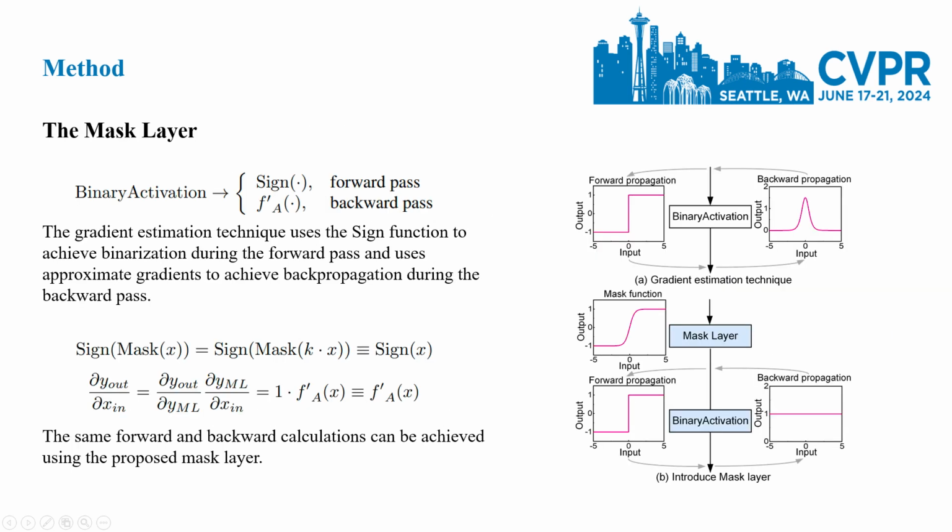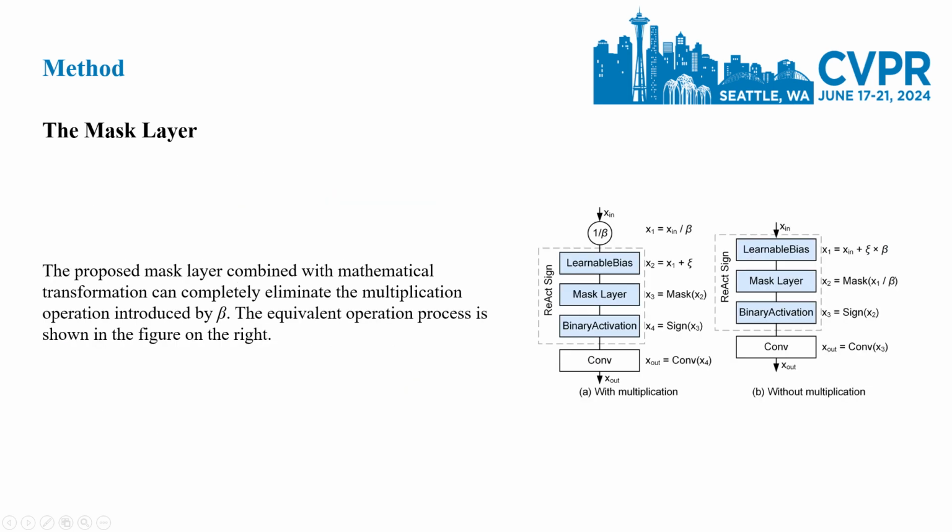Gradient estimation techniques are used in binary networks to solve the non-differentiable problem. The gradient estimation technique uses the sine function to achieve binarization during the forward pass, and uses approximate gradients to achieve backpropagation during the backward pass. The same forward and backward calculations can be achieved using the proposed mask layer. The schematic diagram is shown on the right. The proposed mask layer combined with mathematical transformation can completely eliminate the multiplication operation introduced by beta. The equivalent operation process is shown in the figure on the right.